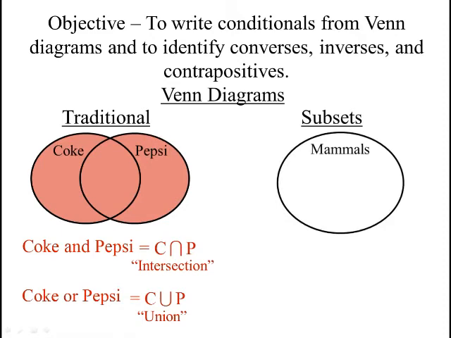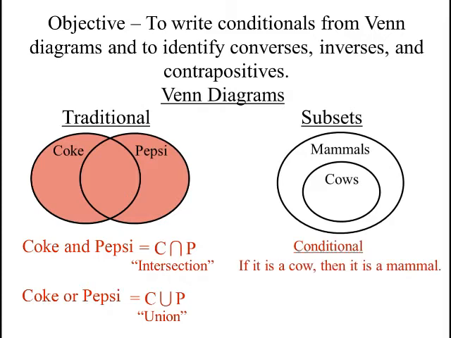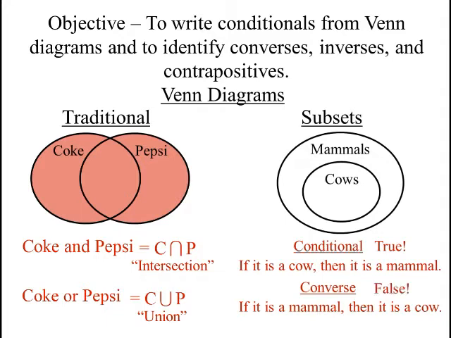Now, what we're going to be doing in this section is looking at subsets, really. So you have the set of mammals, and within that set, you have the set of cows. So you could say a conditional, if it is a cow, then it is a mammal. And that makes sense, because every cow is a mammal. But if you look at the converse of that, it doesn't really work. If it is a mammal, then it is a cow. The converse is when you flip it around. So what I'm going to be showing you here is that there really is no relationship between a converse and its conditional. And we'll look more about what inverses are and contrapositives are in a minute.